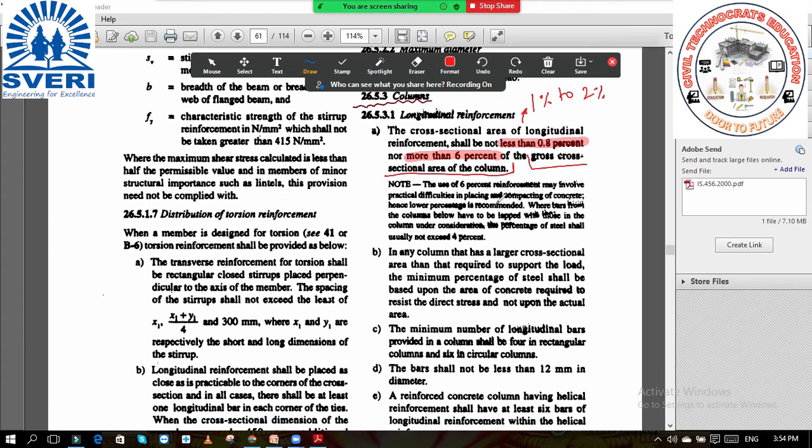So gross cross-sectional area means overall width into overall depth. That is your gross cross-sectional area. Okay. Then again the most important thing is this D point. If you see, you read all these clauses afterwards, but I will highlight the main clause. The bar diameter shall not be less than 12 mm.